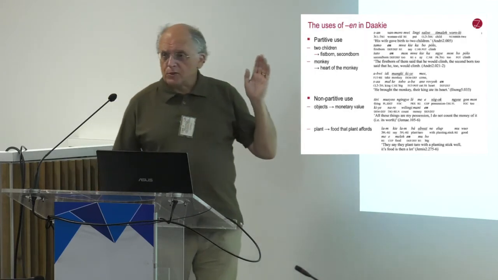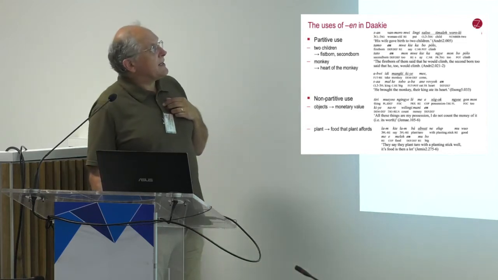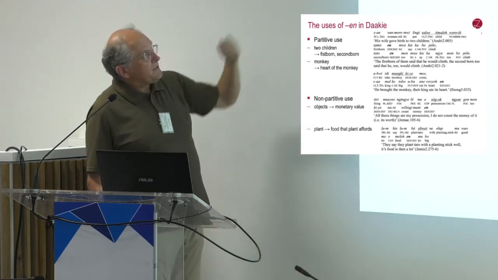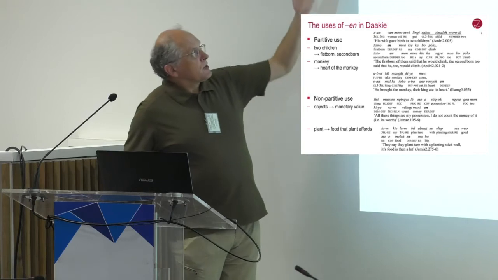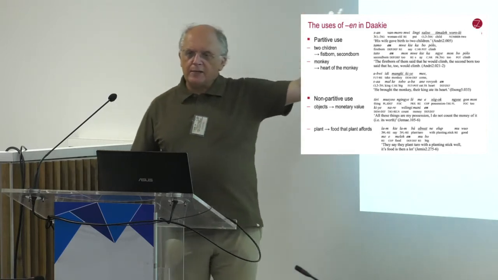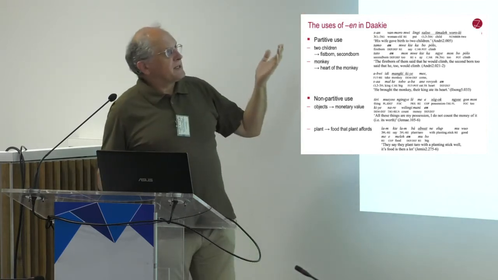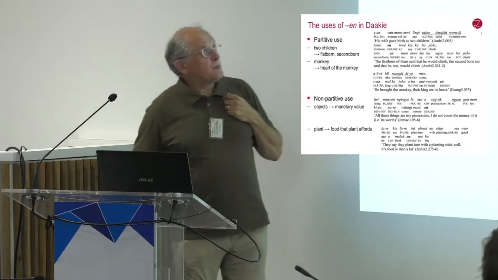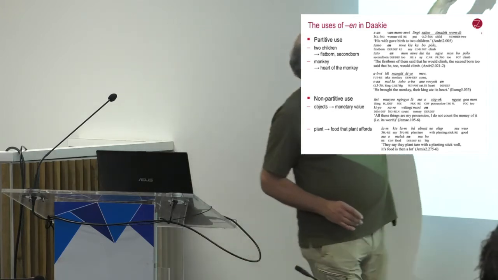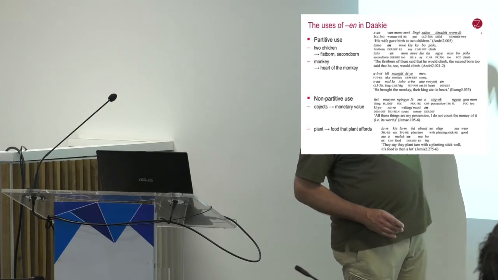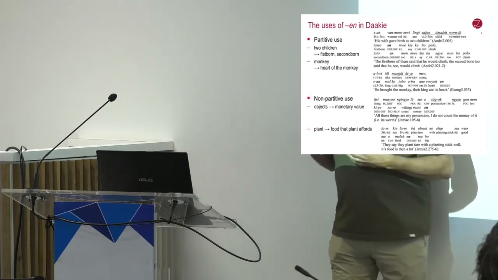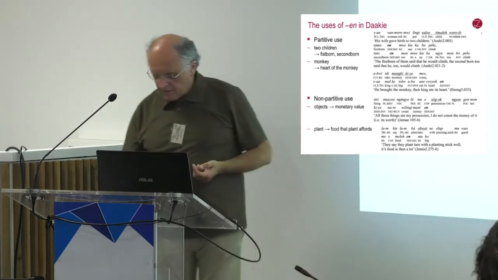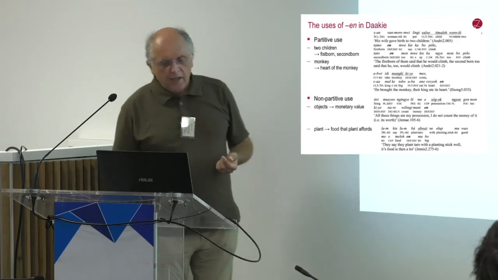Now, let's look shortly at the uses of N in Daakie. We find it in partitive uses, like here. There's a story where two kids are introduced, and we find references to the firstborn and the secondborn with N, like Tamuen, the firstborn of them, and Tatuen, the secondborn of them. So a kind of partitive use.